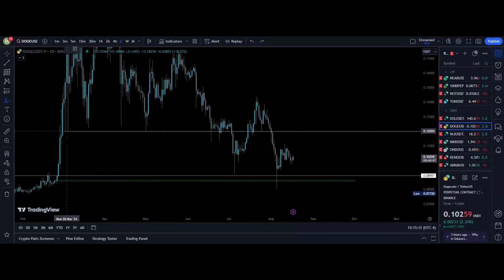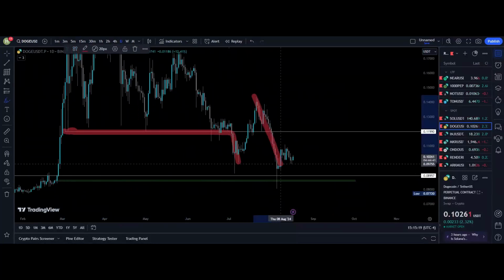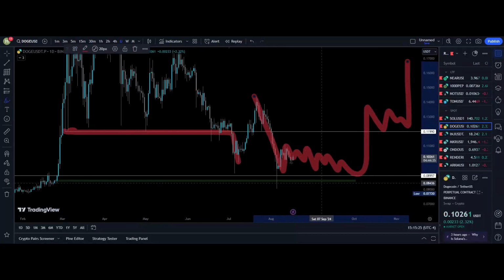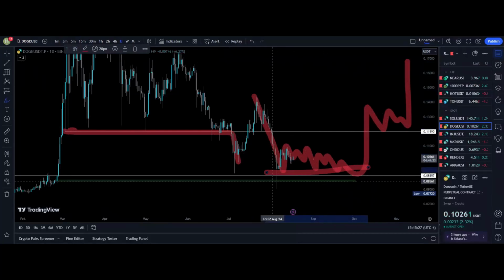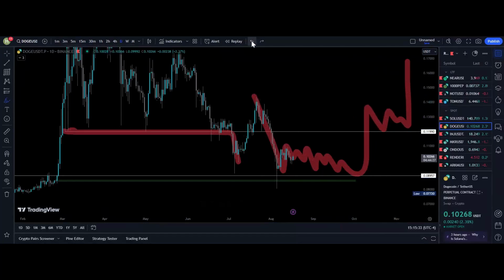Right. Another example is once we lost this SR level right here, we dumped and now need time to get ready to take off, right? So I want to see price retesting this zone, taking out the low, manipulating lower, reclaiming this, and this is the ultimate buy point for me.